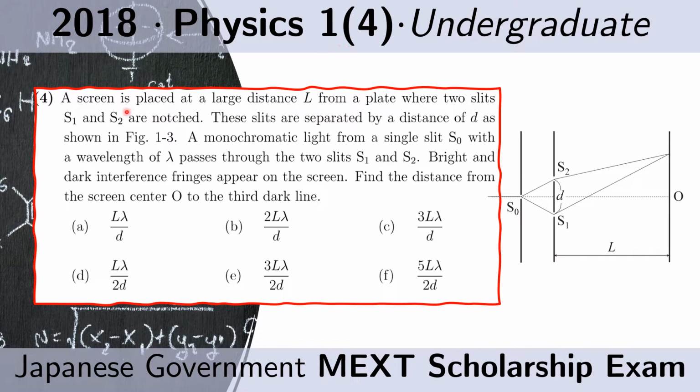Problem 4 of 1. A screen is placed at a large distance L from the plate, where two slits, S1 and S2, are notched. These slits are separated by a distance d, as shown in this figure. A monochromatic light from a single slit, S sub 0, with a wavelength of lambda, passes through the slits S1 and S2. Bright and dark interference patterns appear on the screen. Find the distance from the screen center O to the third dark line.